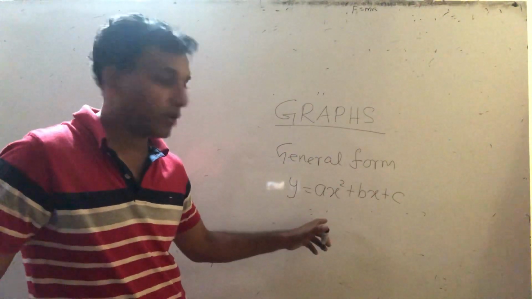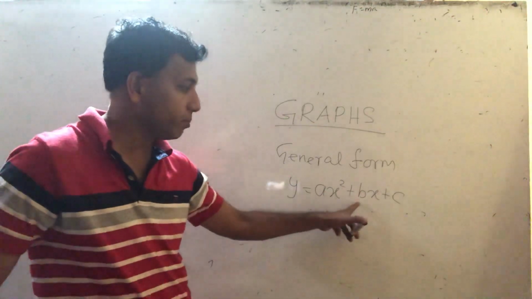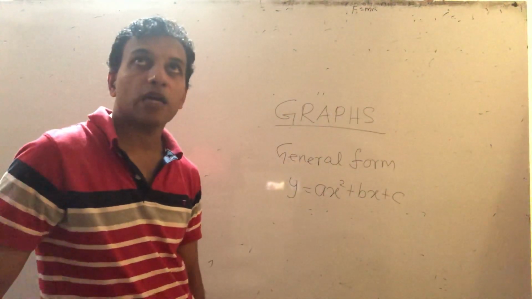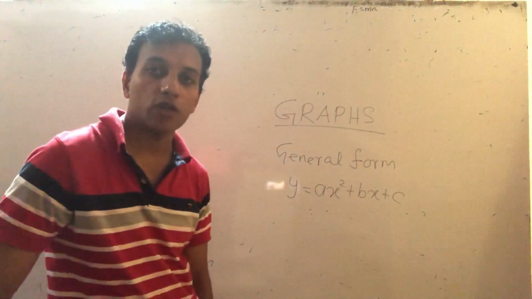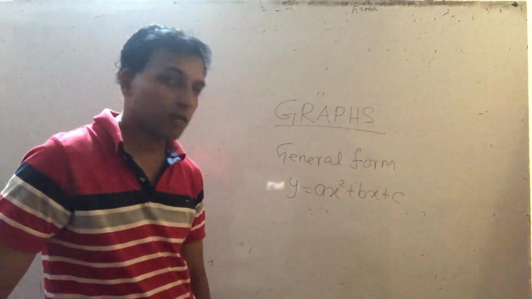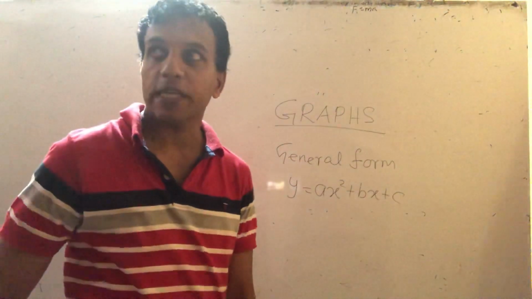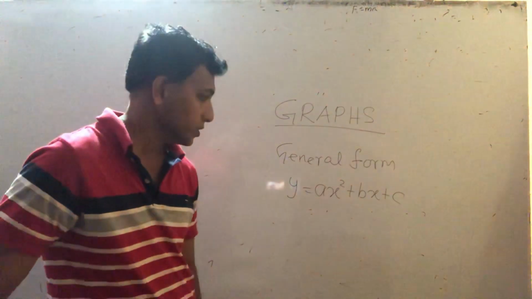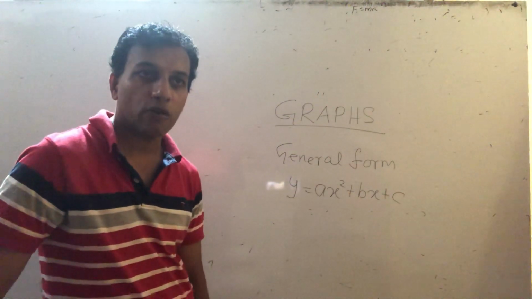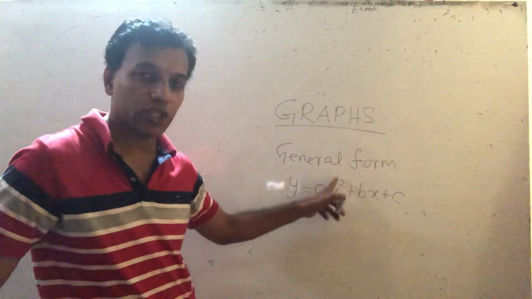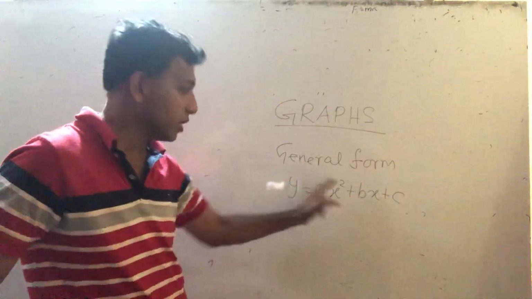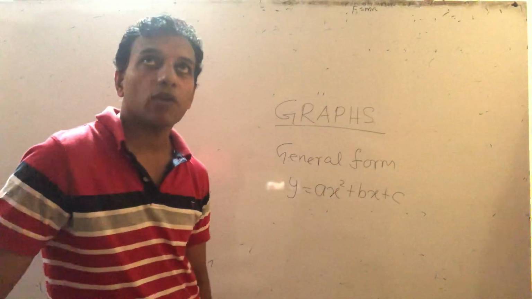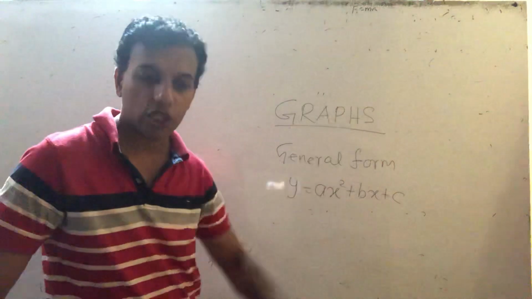Write this, where a, b and c are constants. That means numbers, right? So every graph in our OL math should be a quadratic function, x square type, y equals that form. Then only you can trace parabolic shapes.